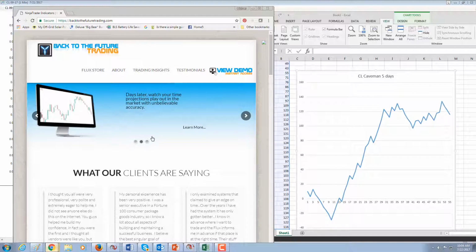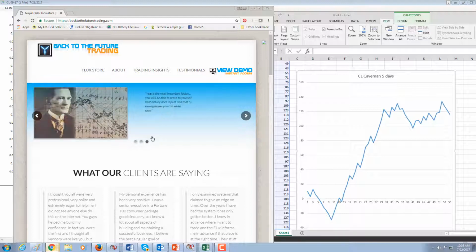Remember, the market you trade is not random. You can use tools like the Flux Professional and Investor software to know out into the future when to research for higher probability trade setups.